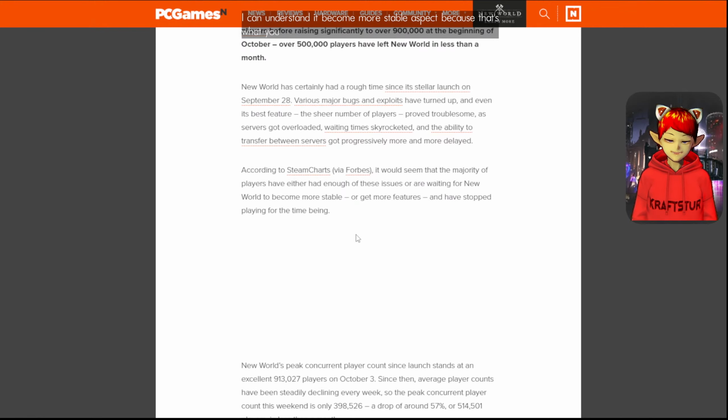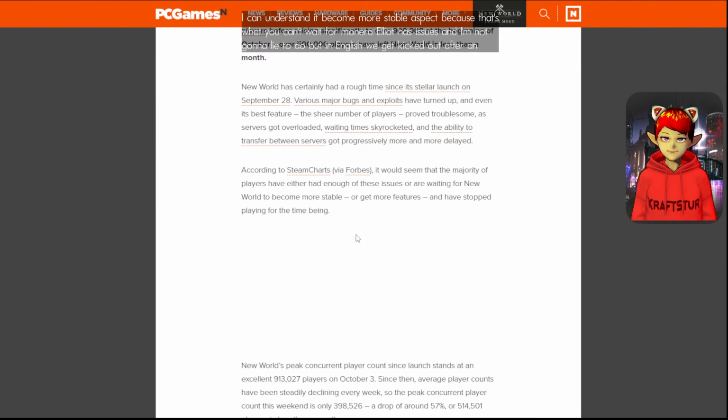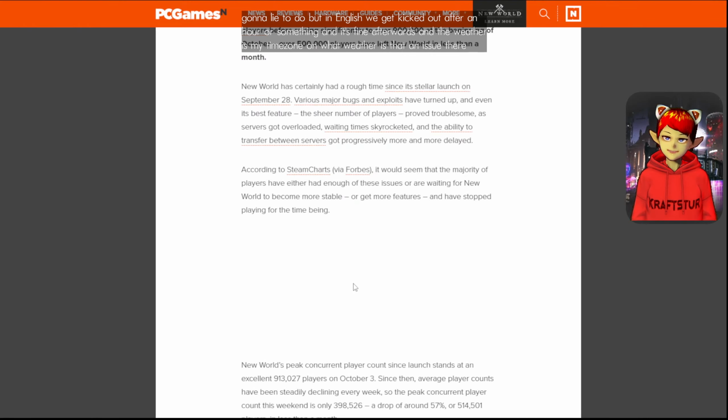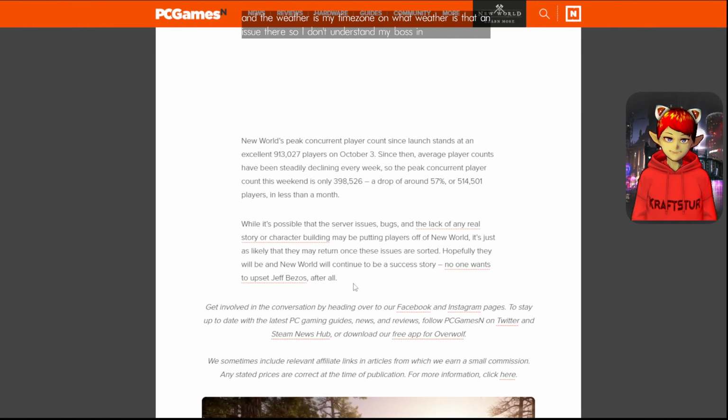Aeon has its issues, and I'm not gonna lie, they do bug me. There's a glitch where you get kicked out of the server after an hour or something, and it's fine afterwards, but I don't know whether it's my time zone or what. But there is an issue there. So I can understand why bugs and issues would cause players to say, alright, I'll come back in a month and see how it's doing.